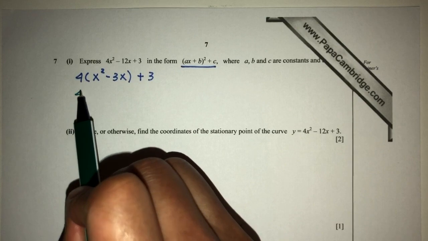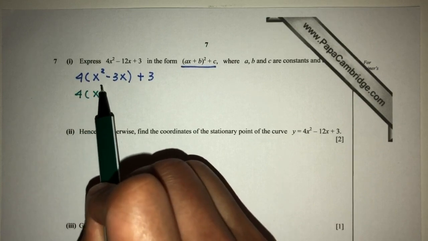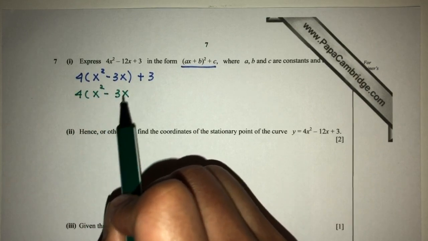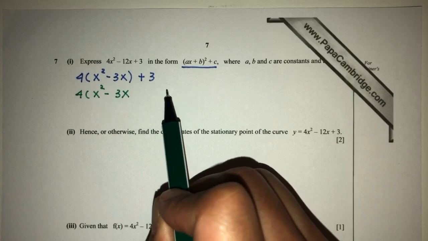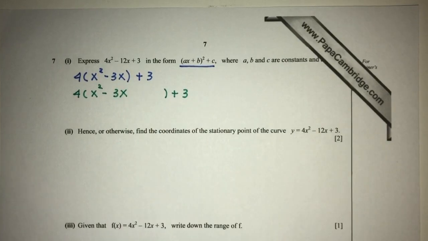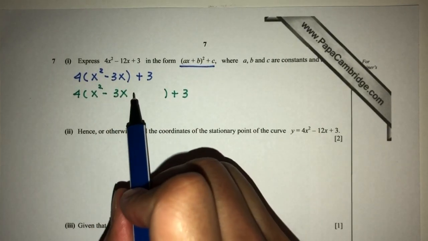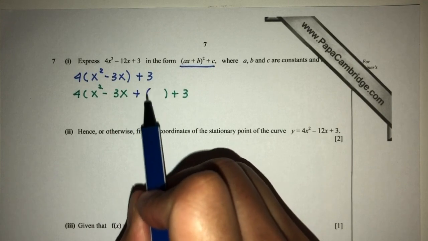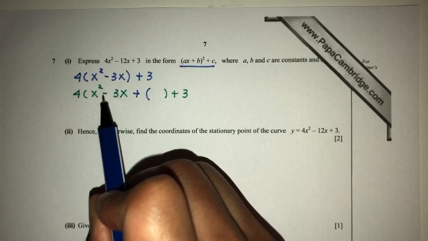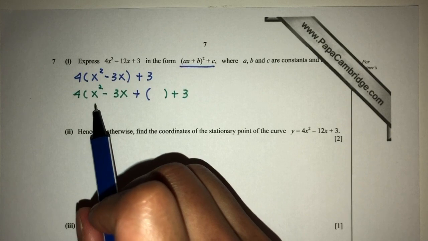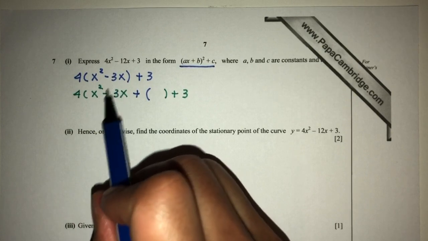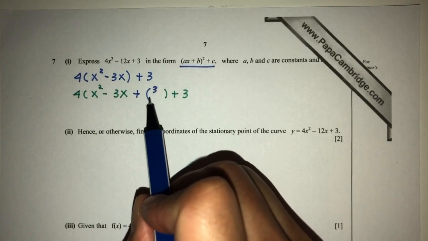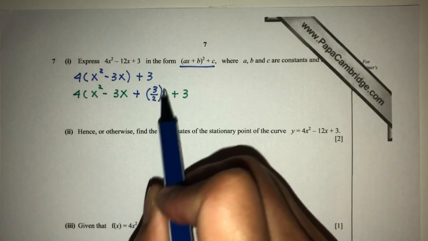So that will be 4. Here we have x squared minus 3x. Leave some space for now, and plus 3. So here we have to add a value. The value you will have to choose is the value here. So we don't take the sign into account, just the value. The value is 3 divided by 2 squared.